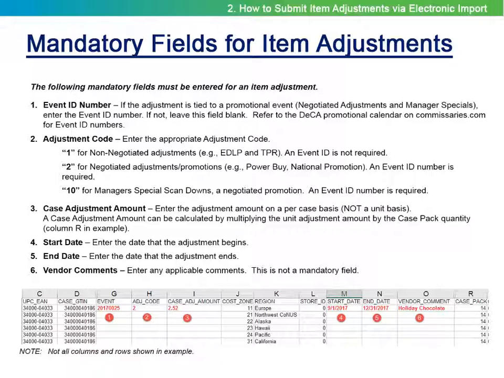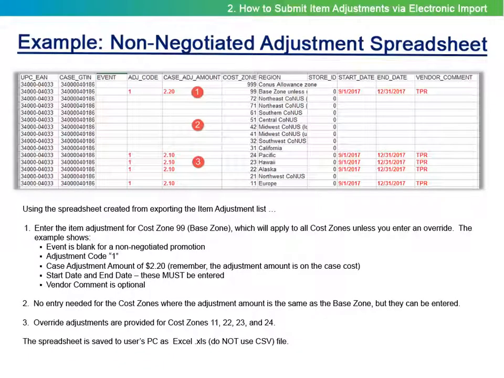The column headed Vendor Comments is not mandatory, but may be used to enter up to 128 characters. The example shows how the mandatory fields for item adjustments are entered into the downloaded item adjustment list for a non-negotiated promotion. The vendor supplies items to all cost zones and is providing a TPR for its Cadbury items. Using the spreadsheet created from exporting the item adjustment list, note the following.